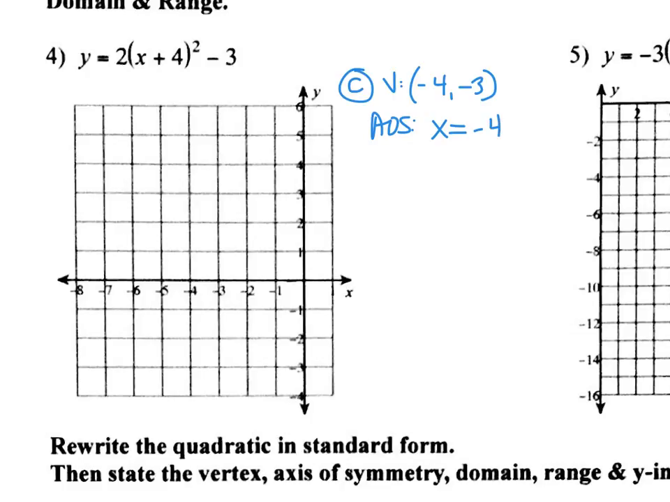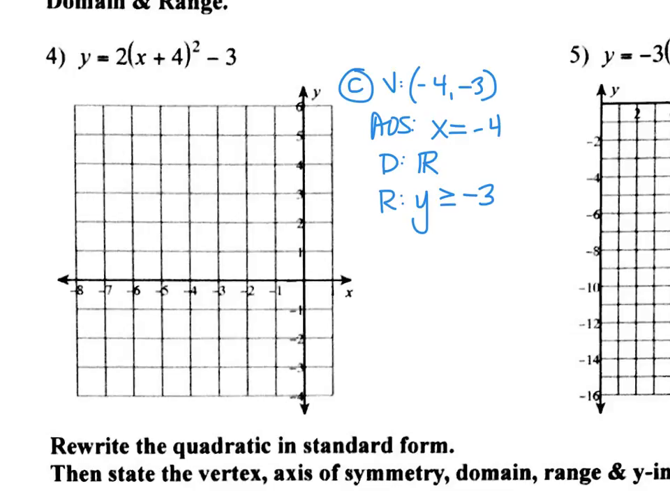Vertex, axis of symmetry. Domain is going to be all real numbers. I already know that. Range, this is going to open up. It's positive, so that's going to be y is greater than or equal to -3. Remember, I'm getting that from the y part of the vertex. And then we need to graph.